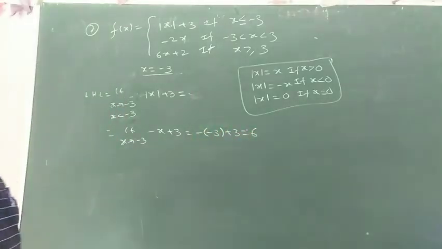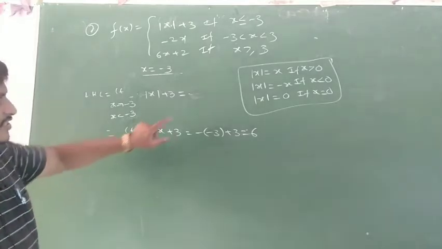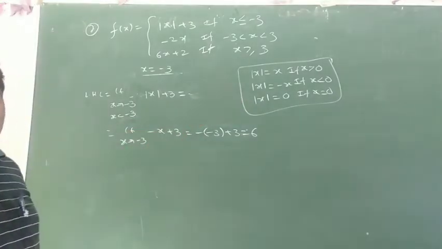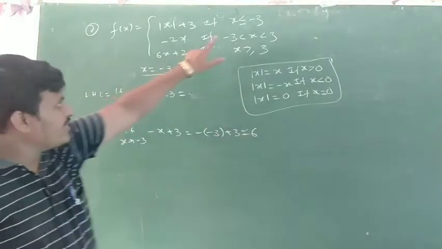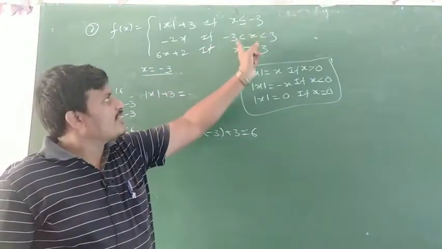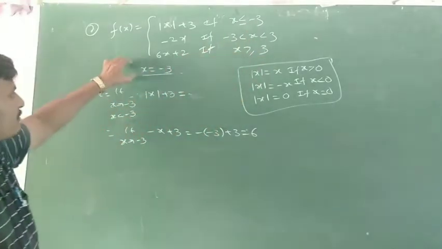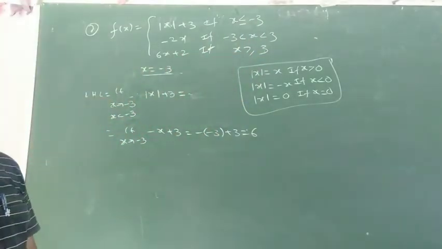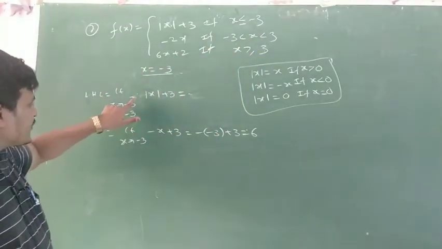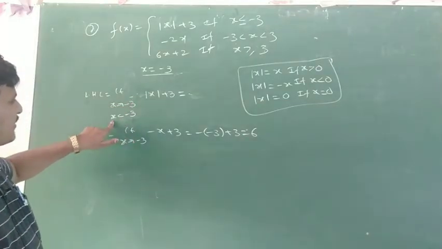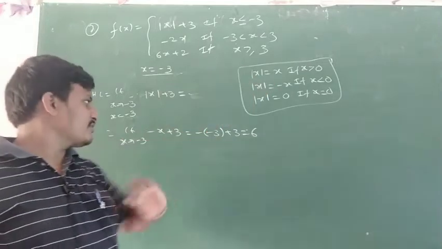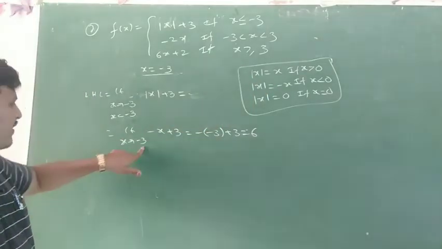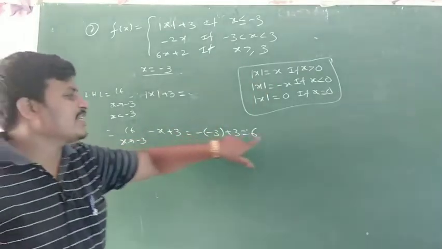Okay, are you clear? This one is a hard one. The points are already given, -3 and 3. First of all, you have to find at -3. -3 minus means less than -3. Less than -3 means all negative values. In negative values, mod x is -x. So minus of -3 plus 3 is 6.